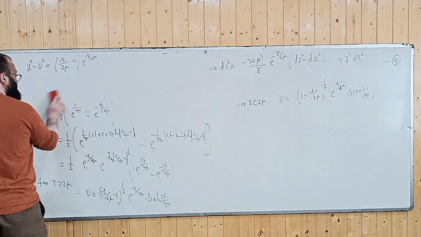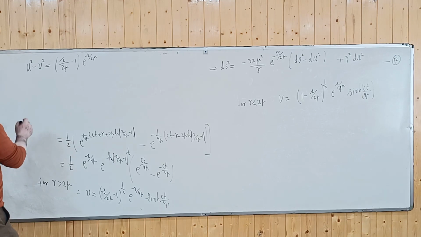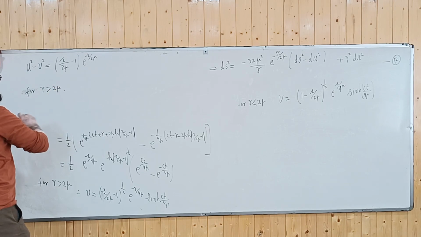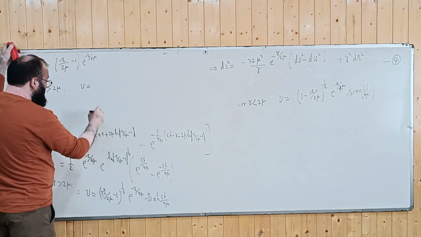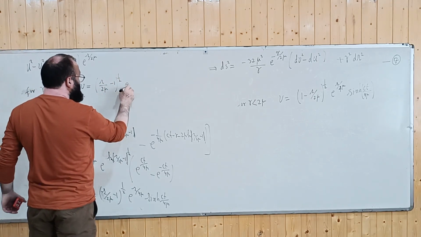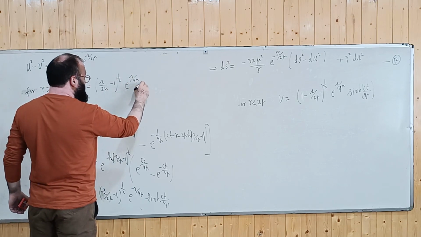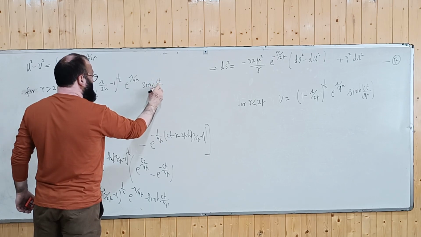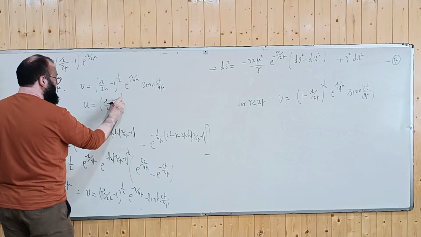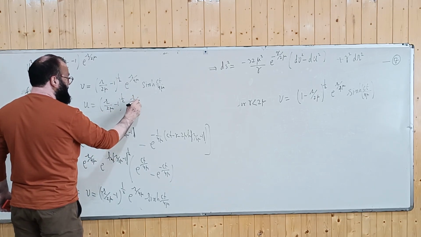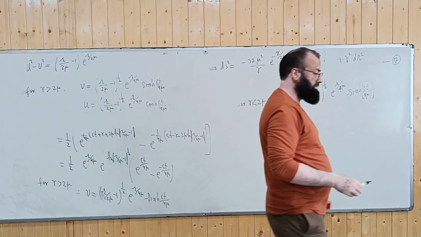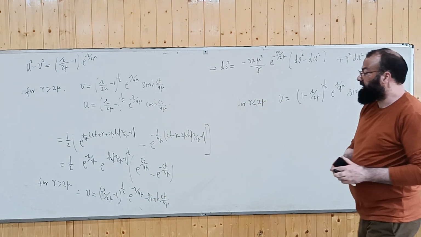So what we have at hand: we call now this v, for r greater than 2 mu. We are having v is equal to r by 2 mu minus 1 raised to the power half, e raised to the power r by 4 mu, sine hyperbolic ct by 4 mu. u is equal to r by 2 mu minus 1 raised to the power half, e raised to the power r by 4 mu, cos hyperbolic ct by 4 mu. Okay, so yes, now let's write v.